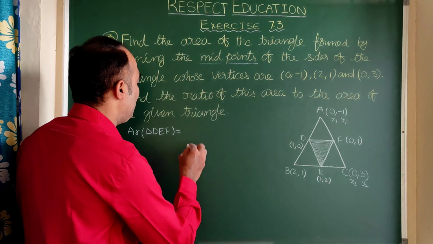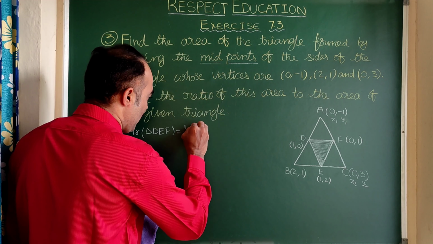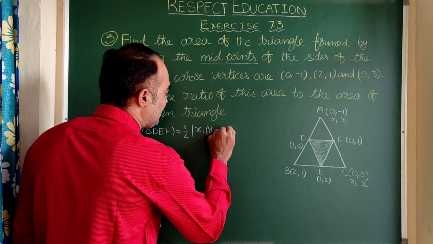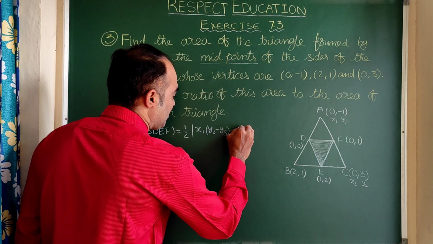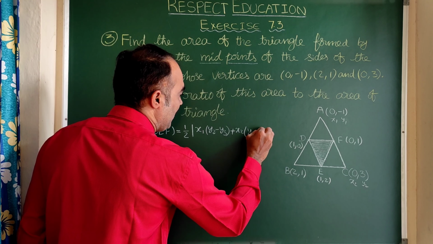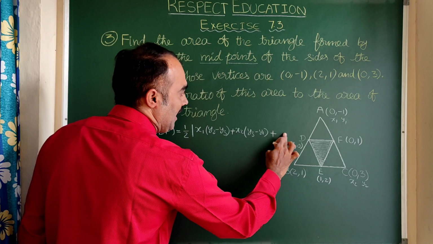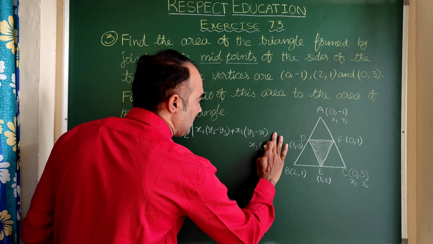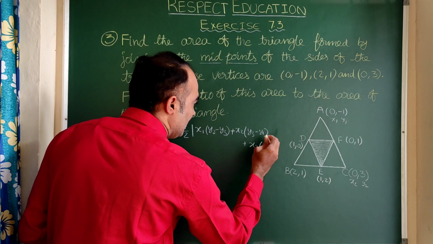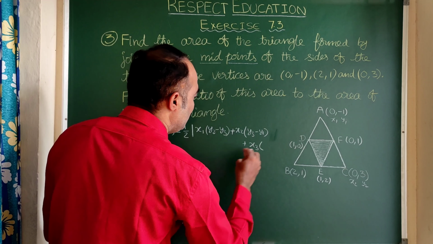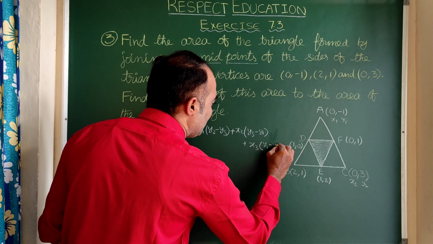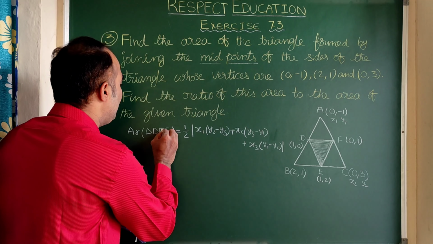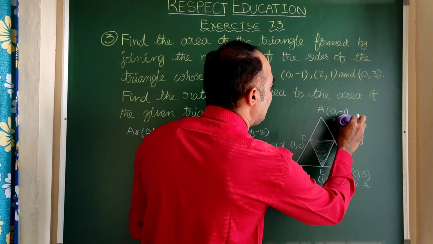As we know the formula, first let us write the formula: half mod x1 into y2 minus y3 plus x2 into y3 minus y1 plus x3 into y1 minus y2. This is the formula for the area of triangle DEF. So here let us change the labeling.